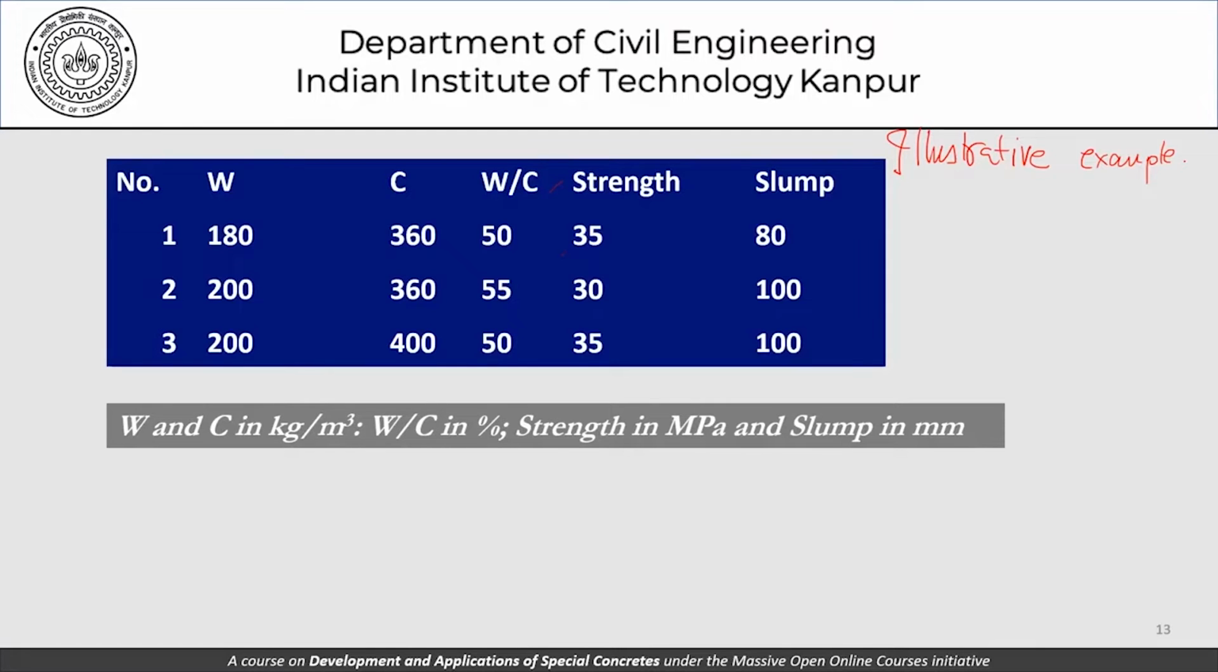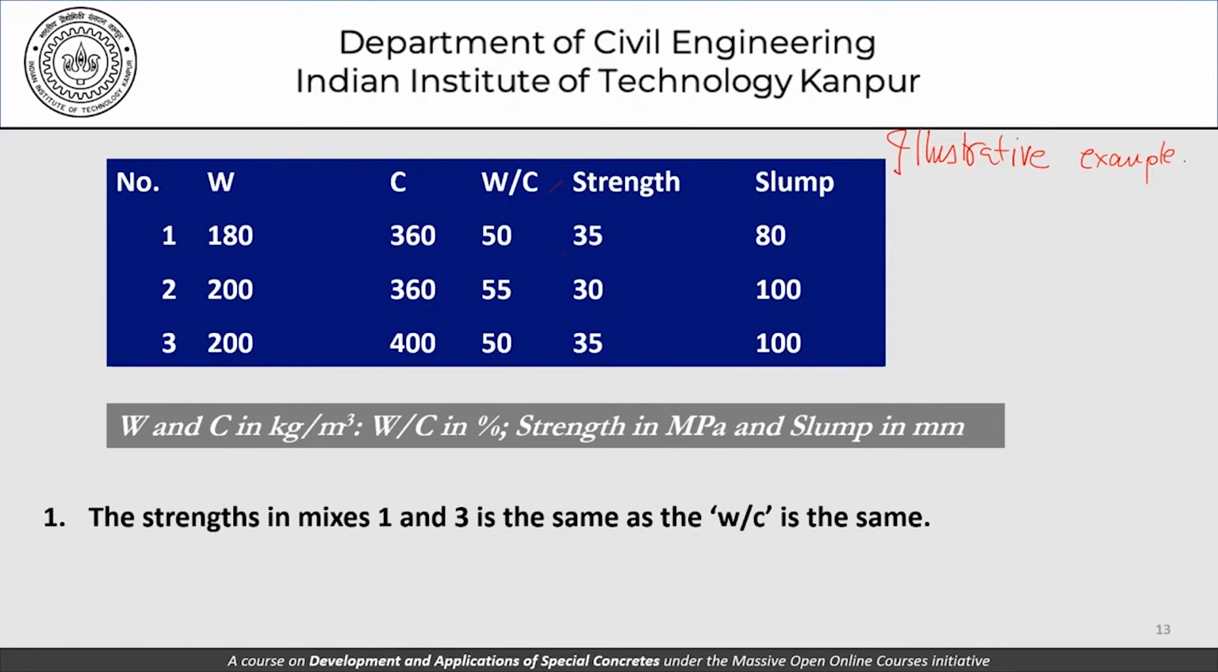Now, if this is what we have, then my argument, or the model that I'm trying to explain to you, would say that the strength in mixes 1 and 3 is the same as the water cement ratio is the same. So here we have 180, 200, we have 360, we have 400. The water cement ratio in both these cases is 50%. Therefore, the strength is the same.